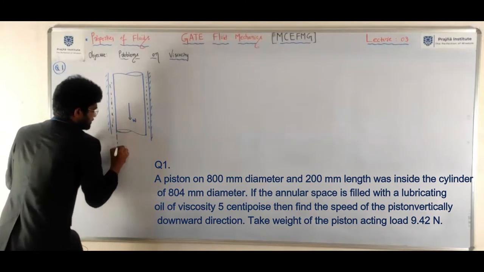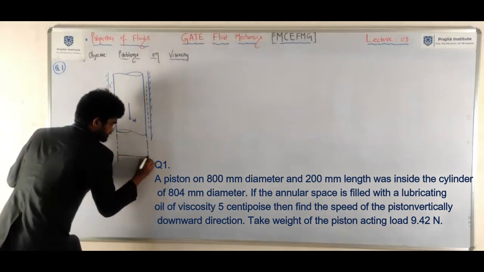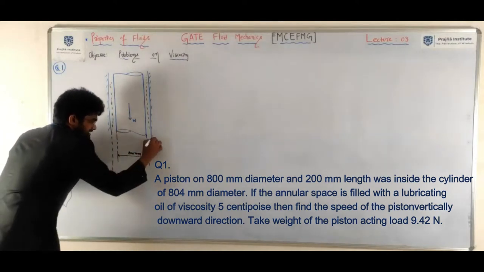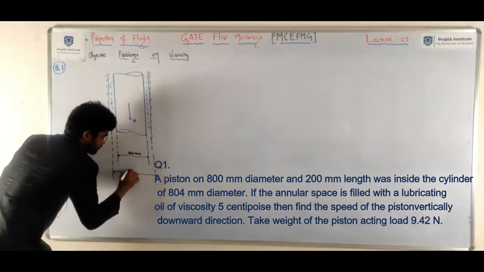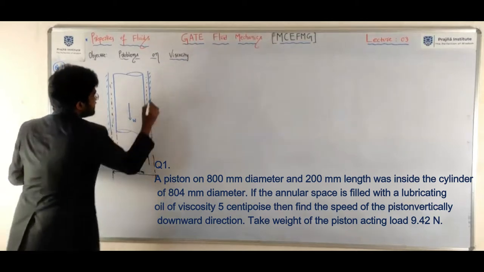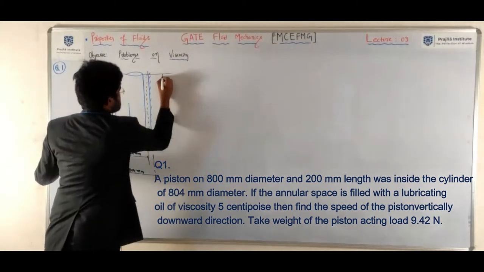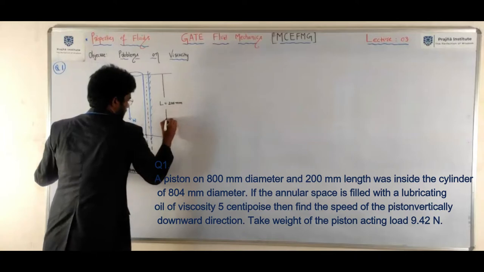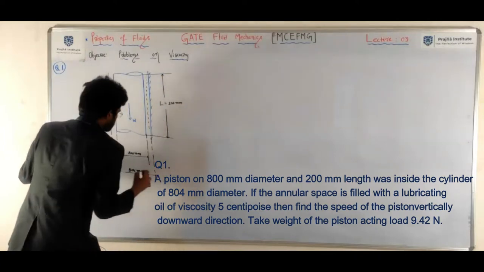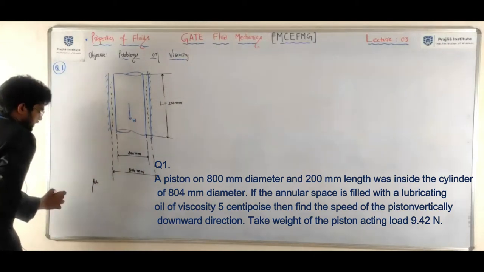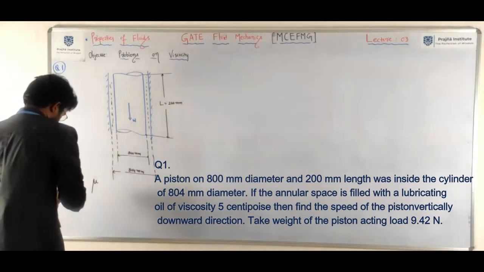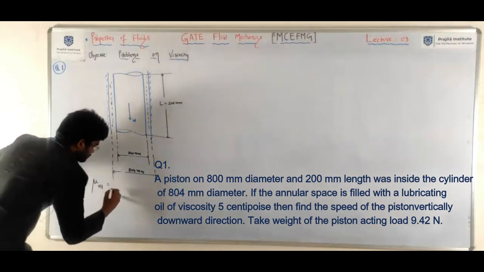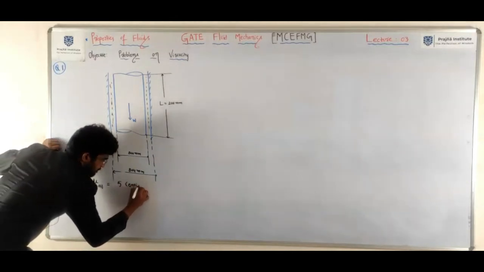Clear? The diameter of the piston is 800 mm. What is the diameter of the cylinder? 804 mm. The length of the cylinder is L equal to 200 mm. After that, the viscosity of the oil is equal to 5 centipoise.